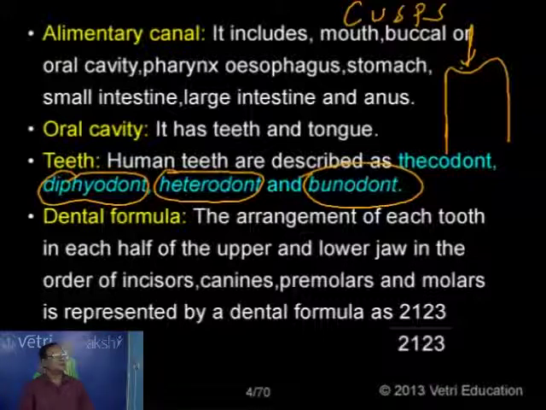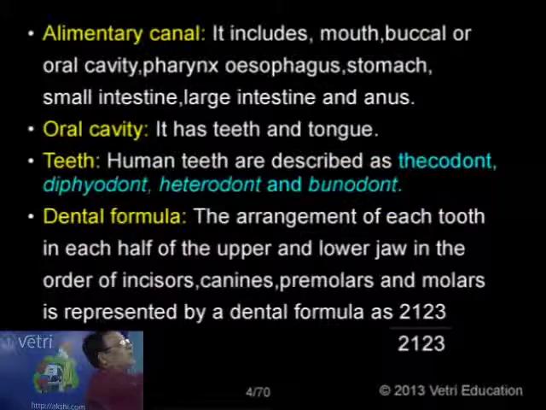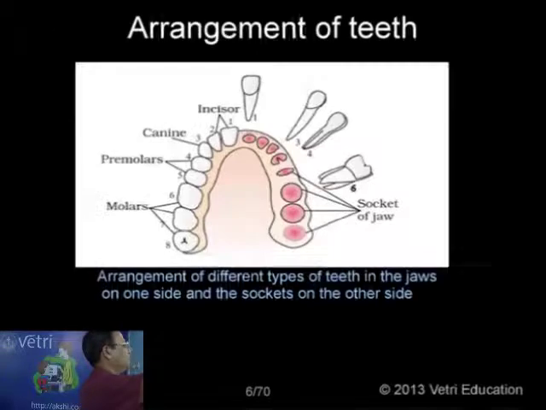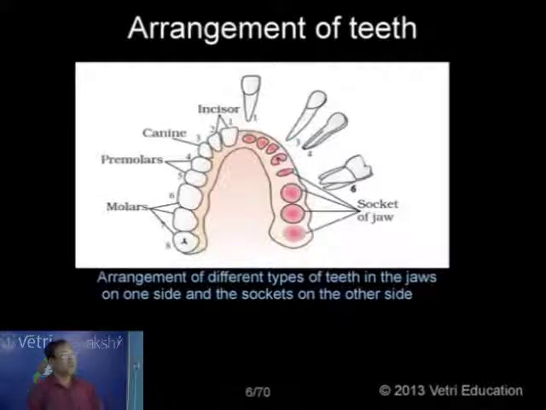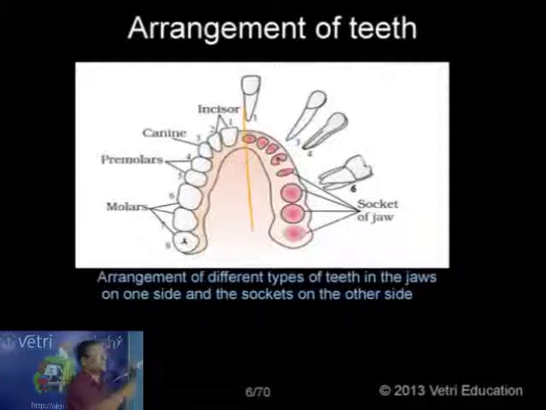Then, we can represent the arrangement of teeth in the form of a formula, what we call the dental formula. The arrangement of each tooth in each half of the upper and lower jaw, we can represent in the form of a dental formula. So this is one half of the upper jaw, let us assume. There are totally 16 teeth in the upper jaw as well as in the lower jaw. Each half of a jaw is a mirror image of the other half.